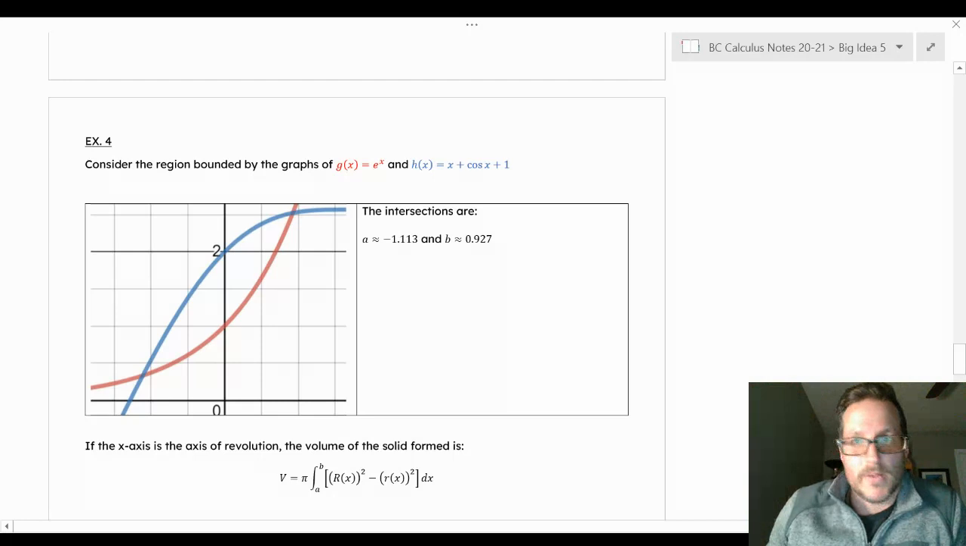Now, you probably want a little more accuracy. If you're going to do this on any kind of AP exam or anything like that, you probably want to get these a little better accuracy. Your calculator can handle a little more accuracy than, say, Desmos, which is where I got these intersections. But if you're just trying to get a quick answer, Desmos is great, and it'll give you relatively good accuracy.